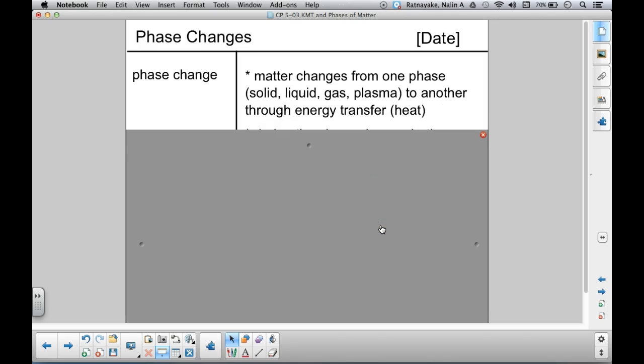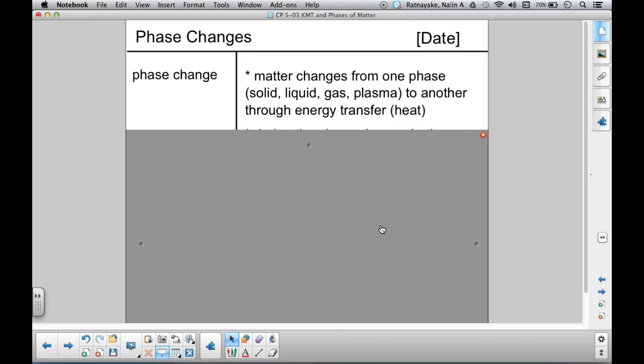So first of all, we should probably define a phase change, and that is when matter changes from one phase to another. And you could be going from a solid to a liquid to a gas to a liquid. You can go straight from a solid to a gas or gas to a solid. Anytime we're changing from one phase of matter to another phase, we're going to call it a phase change.